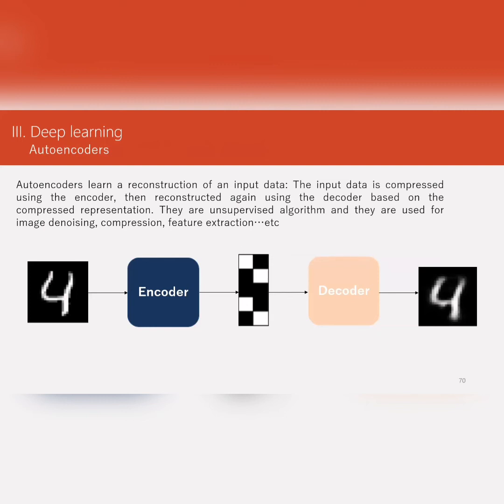Now, the last example that we will review are autoencoders, and their aim is to learn a reconstruction of an input data. So the input data is compressed using the encoder, and then reconstructed using the decoder based on the compressed representation. So autoencoders are unsupervised methods, and they try to learn the relevant patterns that exist within data. And they have been successfully used for image denoising, compression, feature extraction, etc.